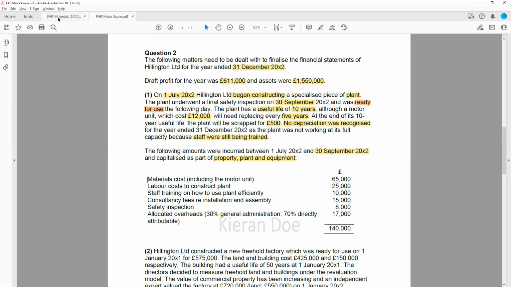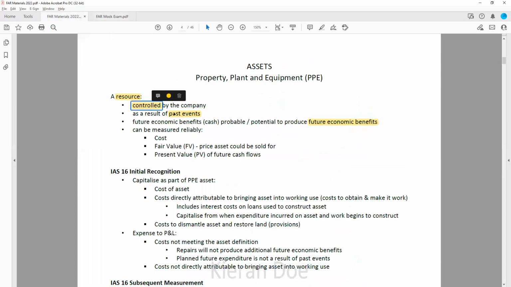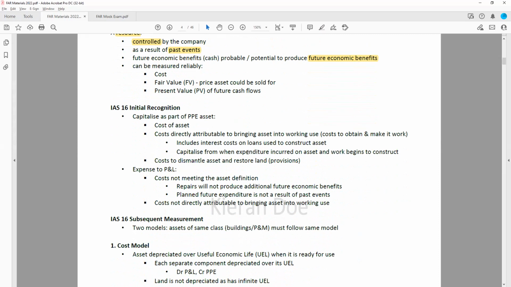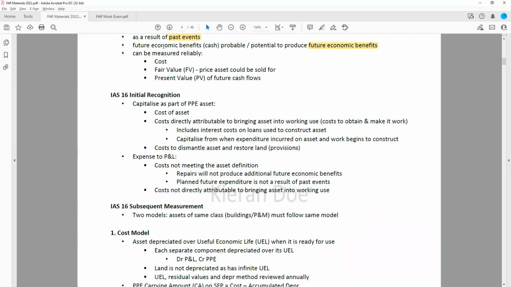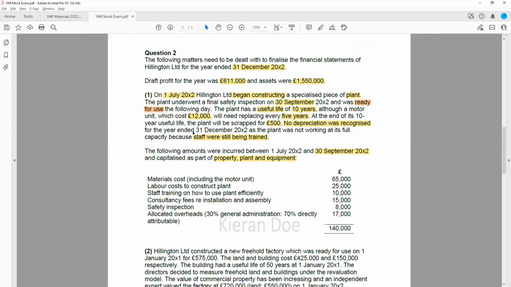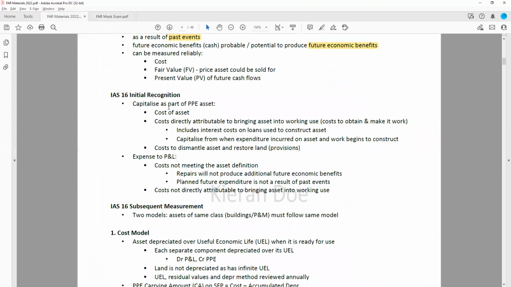So it appears as though the plant is definitely an asset, a resource controlled by the company. They can decide how it's used as a result of past events. They've already built it, and there's going to be some future economic benefits because it's going to last 10 years. So it's pretty clear that there's an asset there. The issue we have is which of these costs is actually included as part of the asset, and therefore which costs have to be expensed.